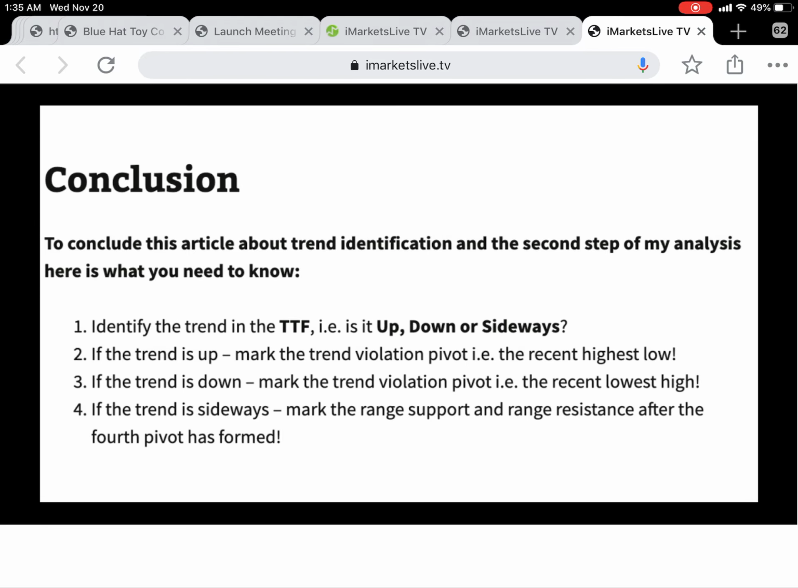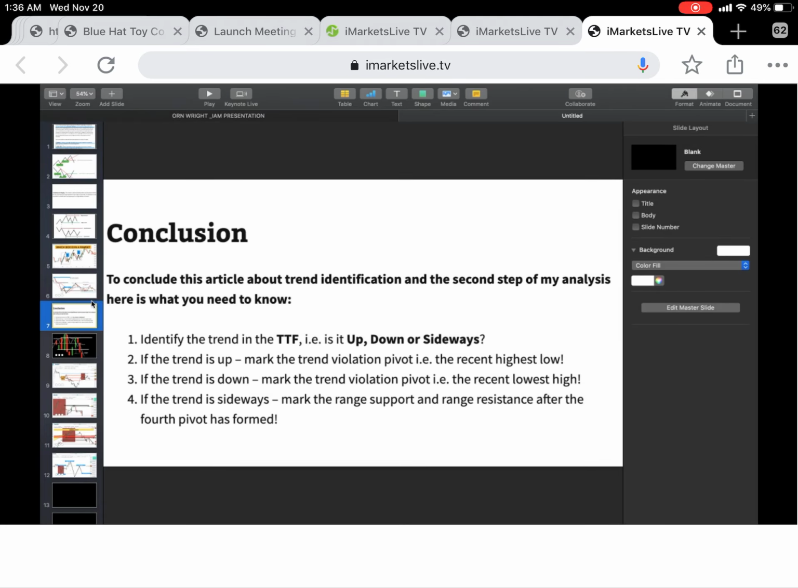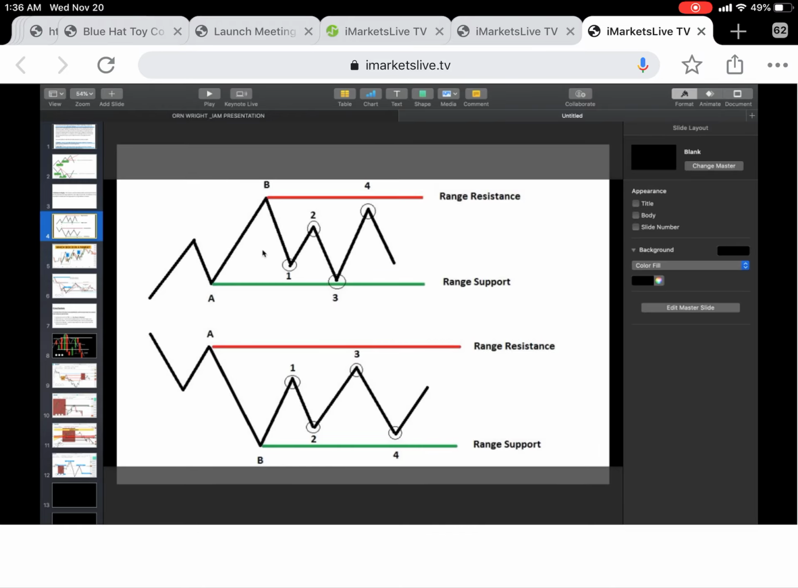Now, if the trend is down, mark the trend violation point. The recent low is high. If the trend is sideways, mark the range of support and mark the range of resistance. That's it. If the trend is going sideways, you're going to look for the range support and the range resistance. All right, you lost me there again, Oren.